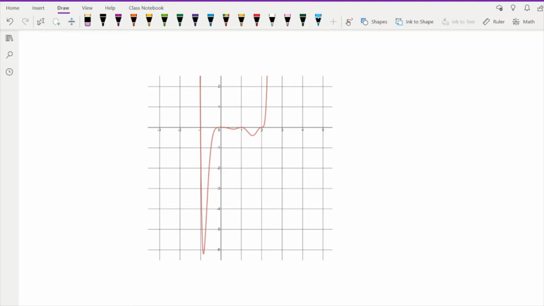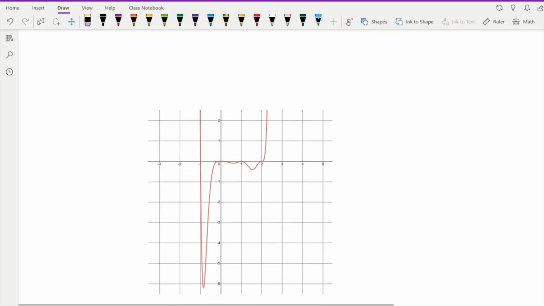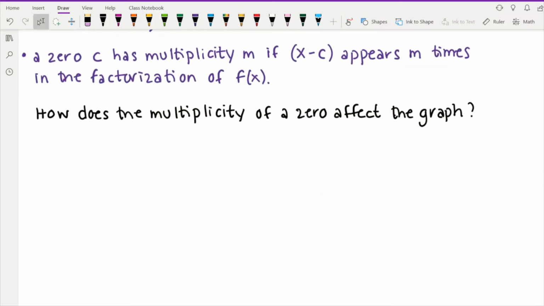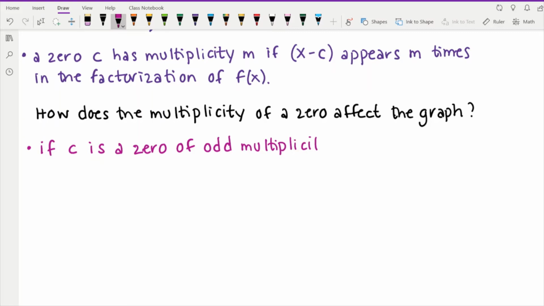And so what we'll see is that the multiplicity is what will tell you whether the graph is going to pass through or bounce off, and then there's going to be a little bit more detail about how it will impact the shape of the graph. So the first thing I want to say is that if c is a zero of odd multiplicity, so basically we'll see that it comes down to whether that multiplicity is an even or an odd number.